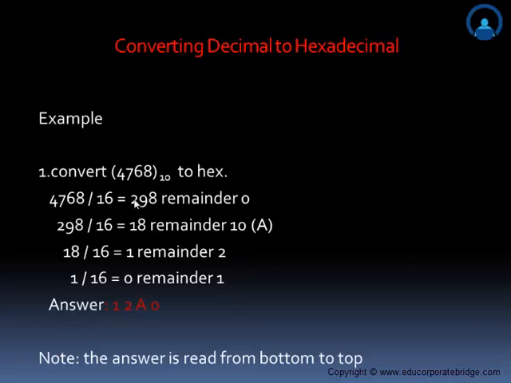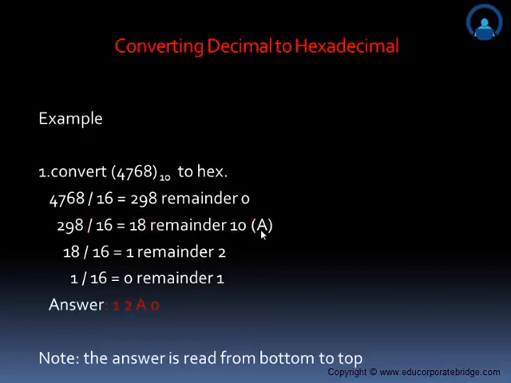After this division we get the coefficient as 298, and the remainder is 0. This coefficient is not 0, hence we continue the division and we keep on dividing till we get the 0 coefficient. The previous coefficient was 298, so we divide it by 16 and we get the coefficient as 18, and the remainder is 10.